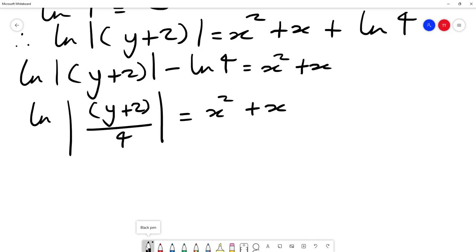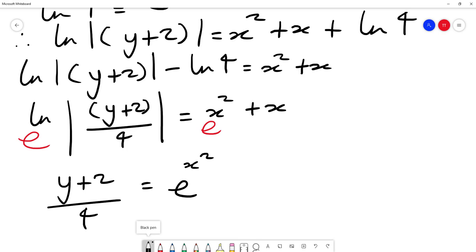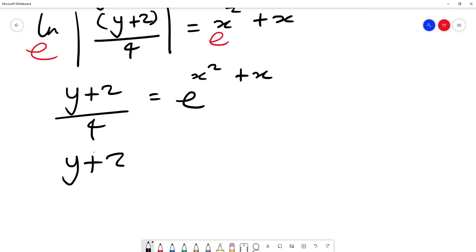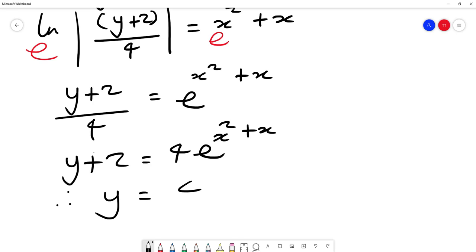I want to find y, so I'm going to use the anti-log, or e to both sides. The ln and e cancel, so I get (y plus 2) over 4 equals e to the x squared plus x. So then I end up with y plus 2 equals 4 times e to the x squared plus x, and therefore y equals 4 times e to the x squared plus x, minus 2.